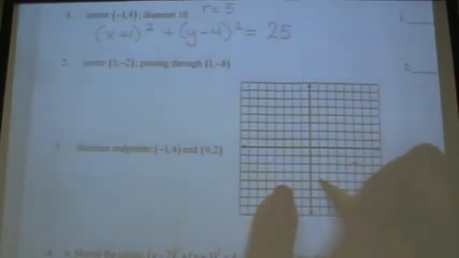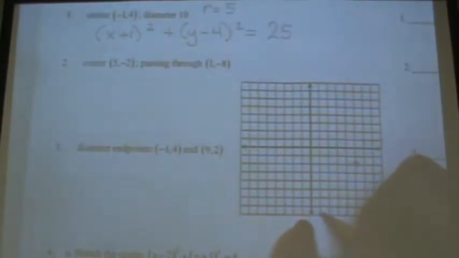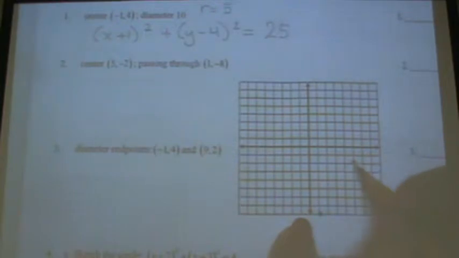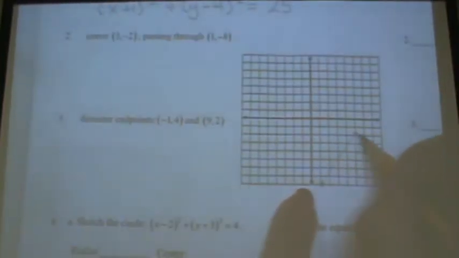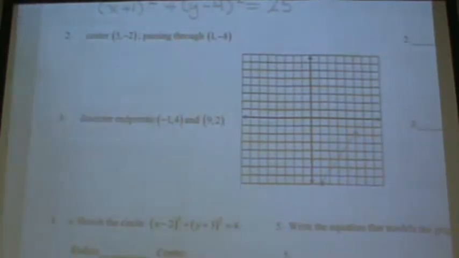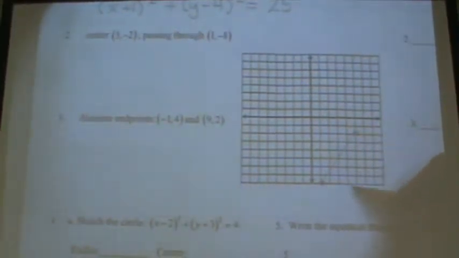1, -8. 1, 2, 3, 4, 5, 6, 7. So this is the center. So what you need to do is figure out what that radius is. Now there's a couple things you could have done. You could have done the Pythagorean theorem, made a triangle here.